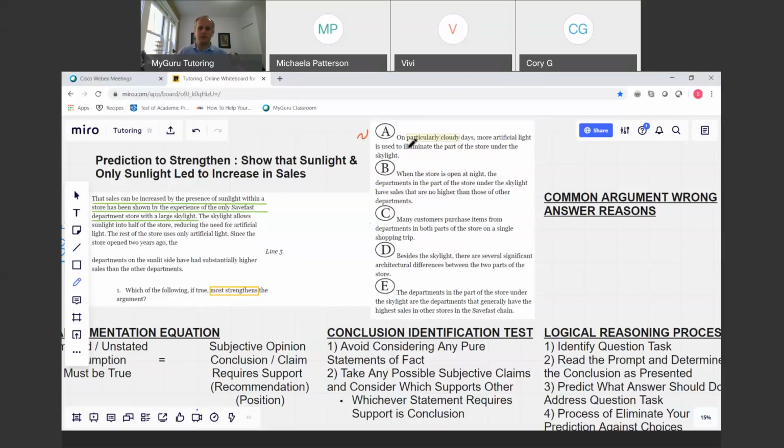So when the store is open at night, the departments in the part of the store under the skylight have sales that are no higher than those of other departments. So how about this choice? Does this strengthen? So does B potentially strengthen, yes or no?